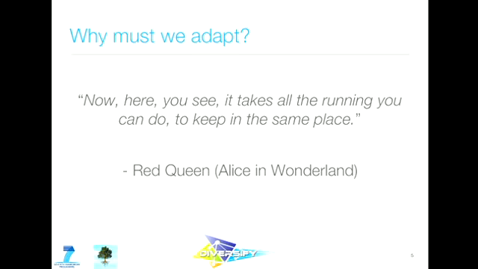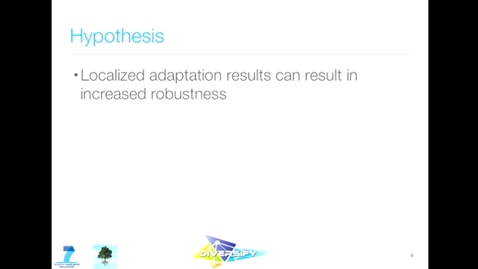So we decided to adapt this Red Queen hypothesis to software systems, and we came up with the target hypothesis of what this whole work is about. Basically, that localized adaptation can result in increased robustness.